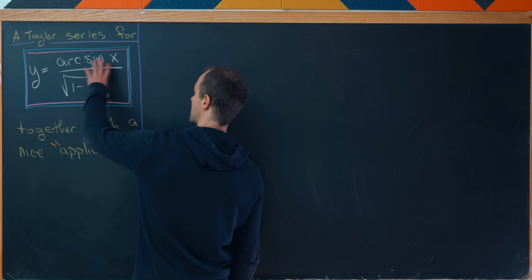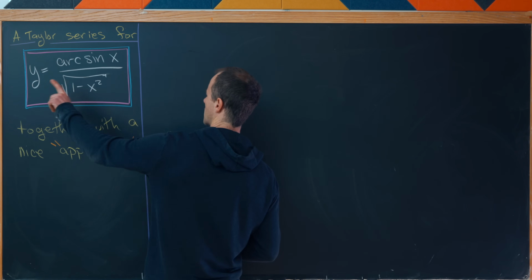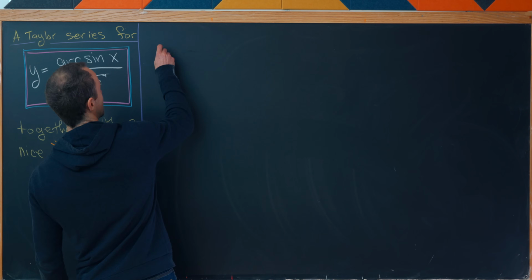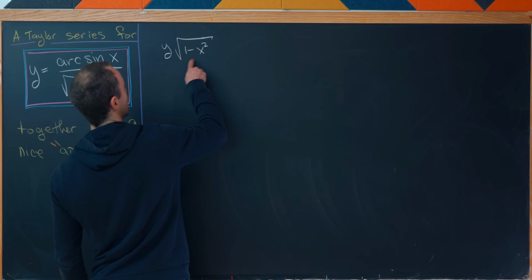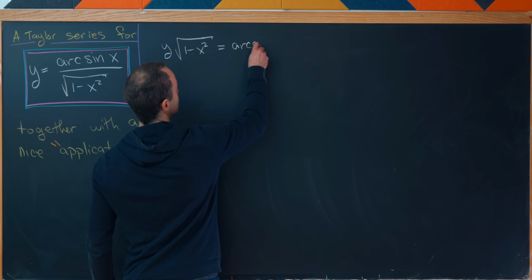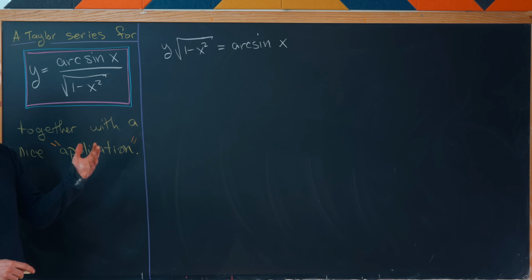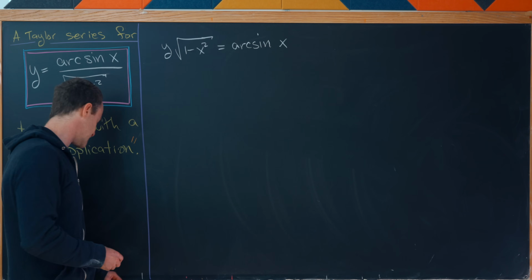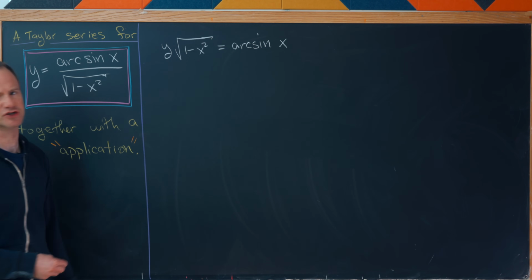So I'm going to take this function that we're interested in and call it y, and then cross multiply so I don't have any denominators. So that's going to give me something like this. So we have y times the square root of 1 minus x squared equals the arc sine of x. And now from here, I'm going to take the derivative of both sides. So that shouldn't be a huge surprise given the fact that I said that we would use differential equations along the way.